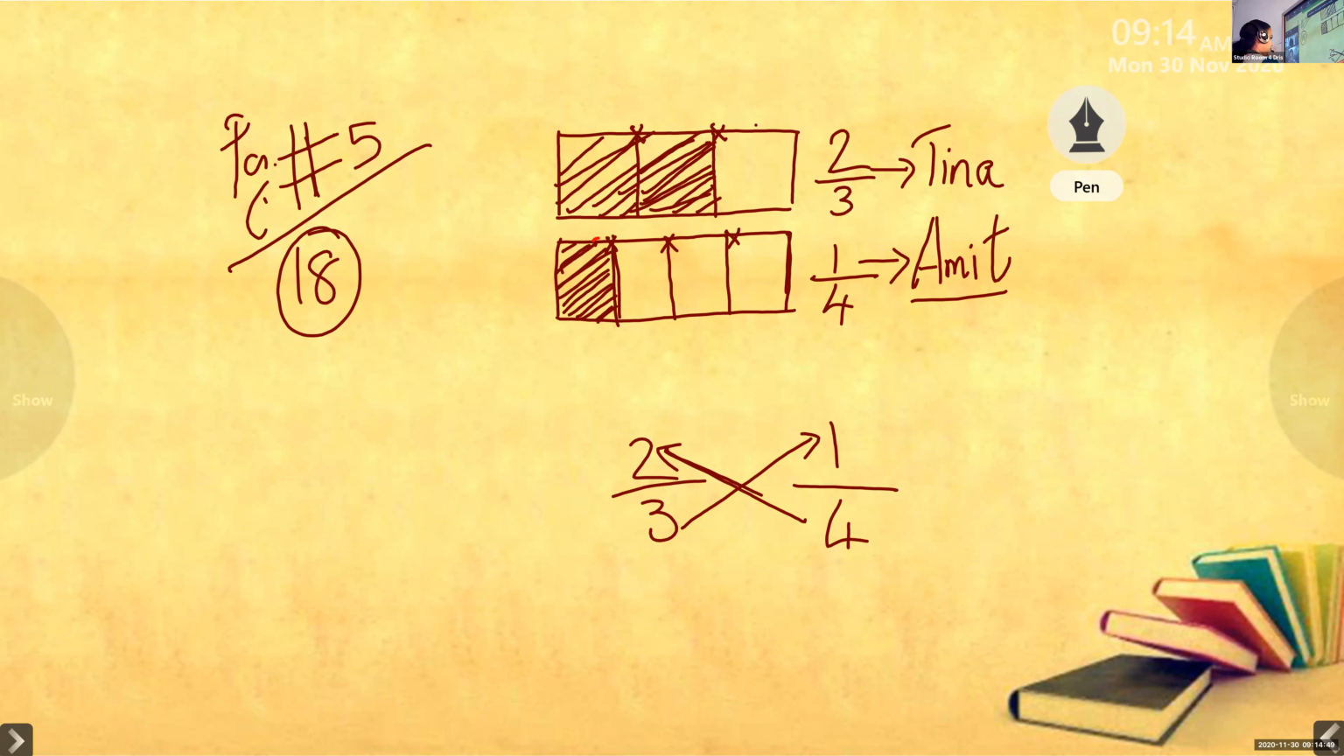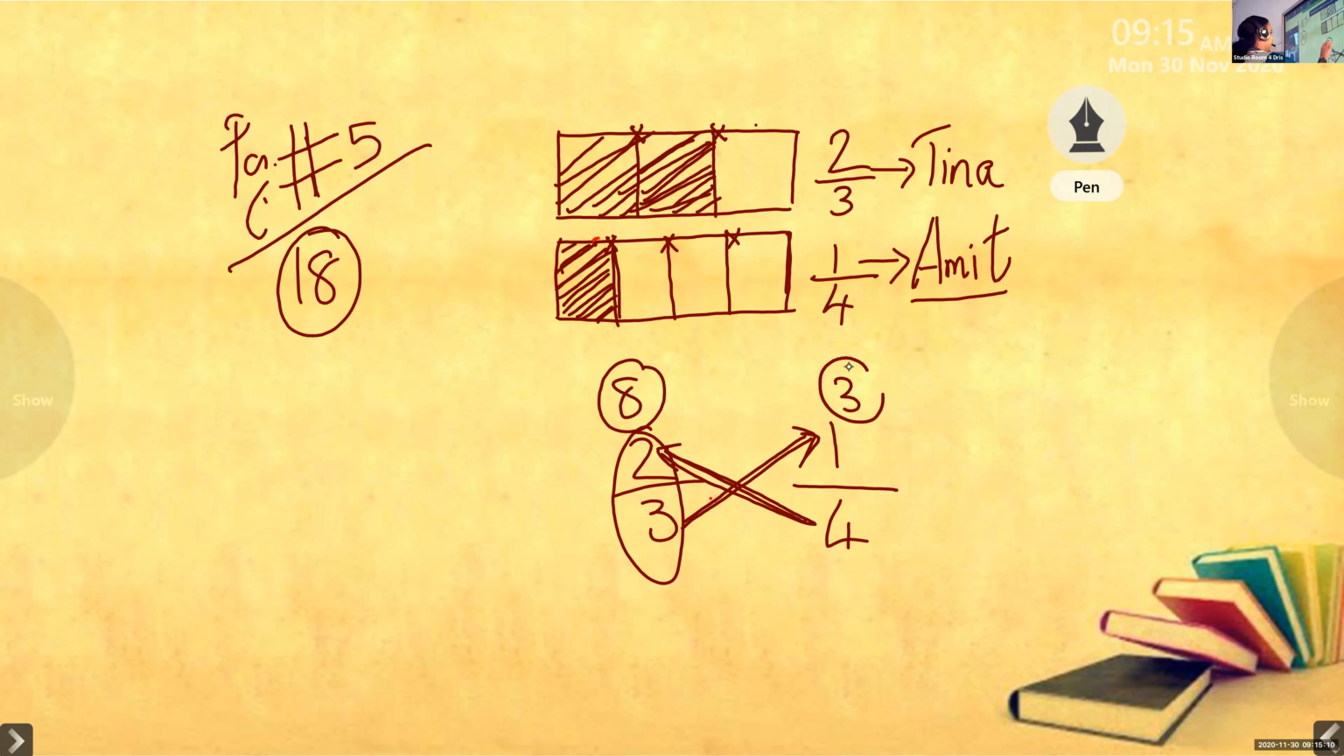2 multiplied by which number? 2 into 4. What is 2 into 4? 8. So for this fraction 2 by 3, we will write it is 8. Okay, what about 3 times 1? 3 times 1 is 3.